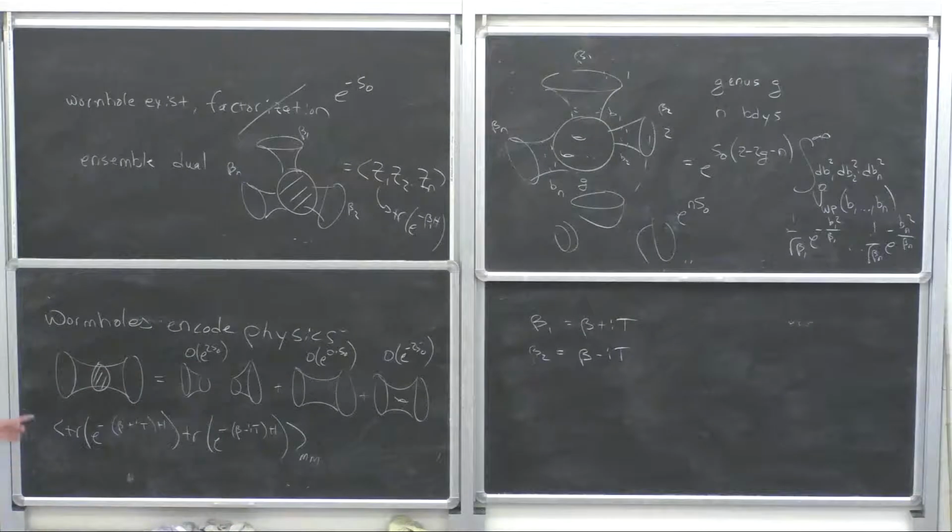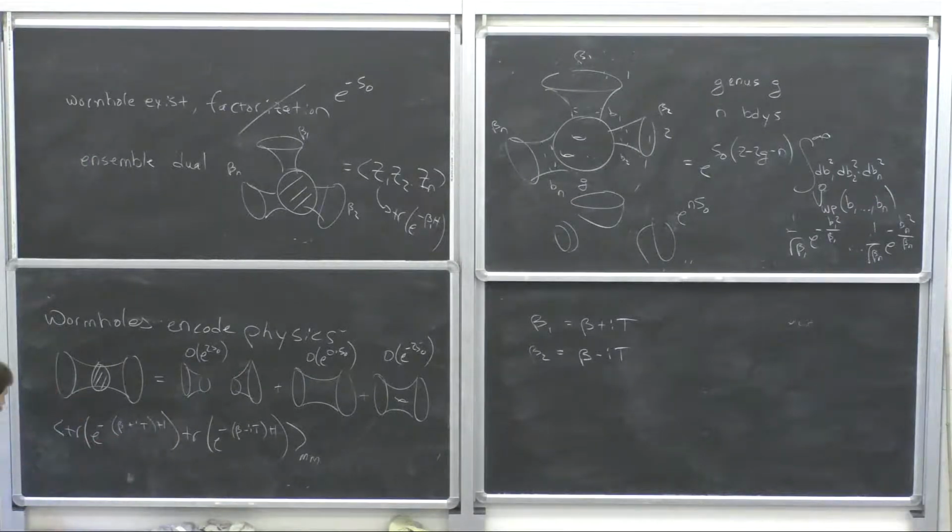You could consider this object for your favorite Hamiltonian, or for the ensemble average of the Hamiltonians in the duality with JT, whatever you want. This thing is called the spectral form factor. Spectral because it depends on the spectrum of the Hamiltonian.